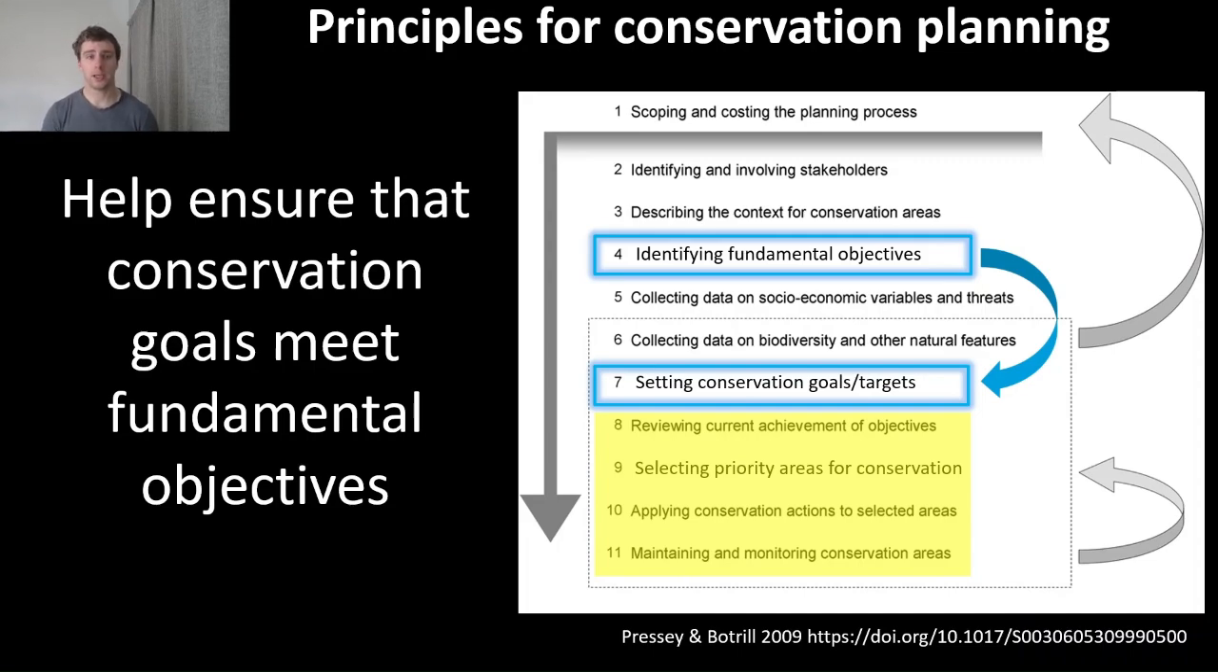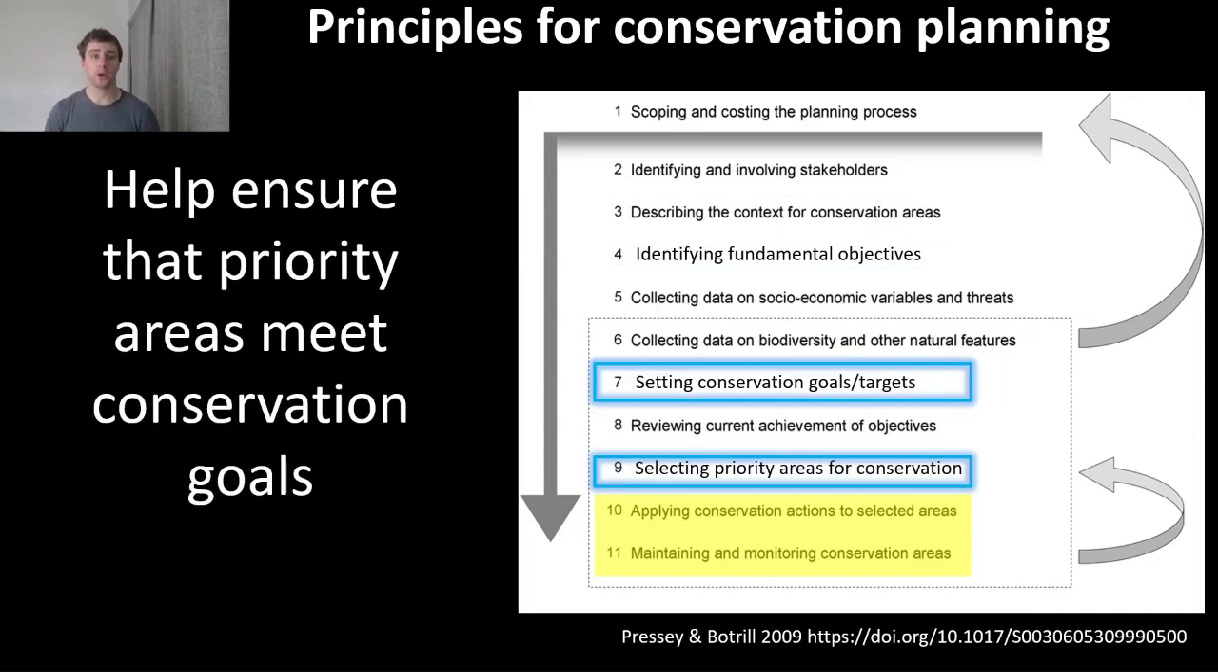So one way to think about these principles is that they help ensure that the conservation goals meet your fundamental objectives. You might have a fundamental objective related to biodiversity, but adequately protecting biodiversity is quite challenging, or even measuring it. Some of these principles relate to that. Because these principles help make sure that your goals and targets relate to your fundamental objectives, if you follow these principles, that helps ensure that steps 8, 9, 10, and 11 are completed successfully.